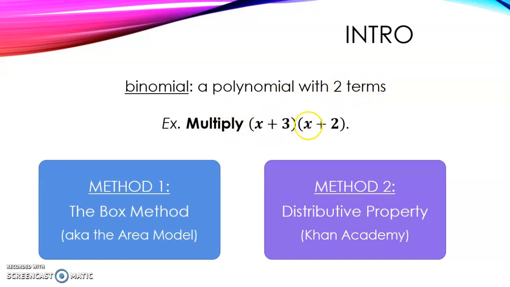So this is an example of multiplying two binomials together. We have x plus 3 is one of the binomials because it has two pieces to it, and then x plus 2 is the other. Sometimes people don't really know what to look up when they see examples like this, but this is what we're going to be doing today. And I'm going to show you two different methods. The first one's going to be the box method, also known as the area model, and then I'll also show you the distributive property, which they use a lot on Khan Academy.